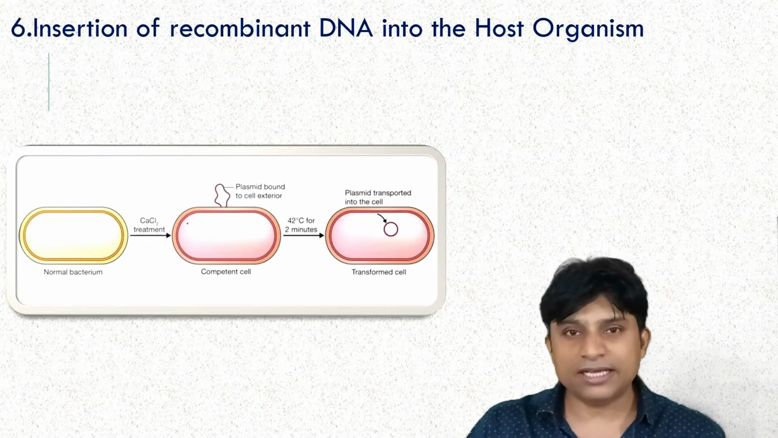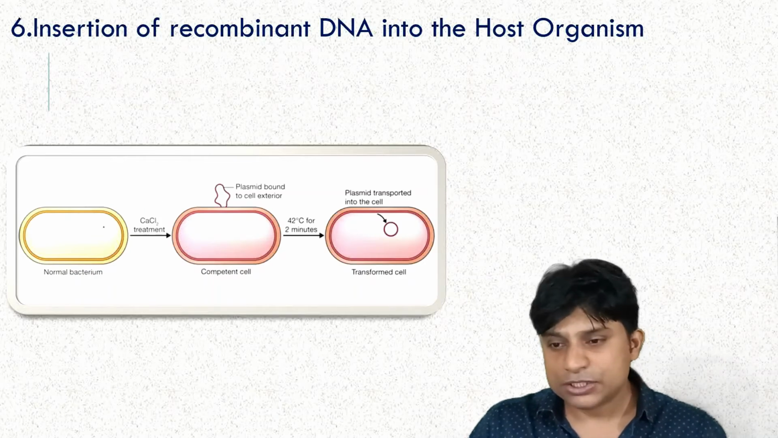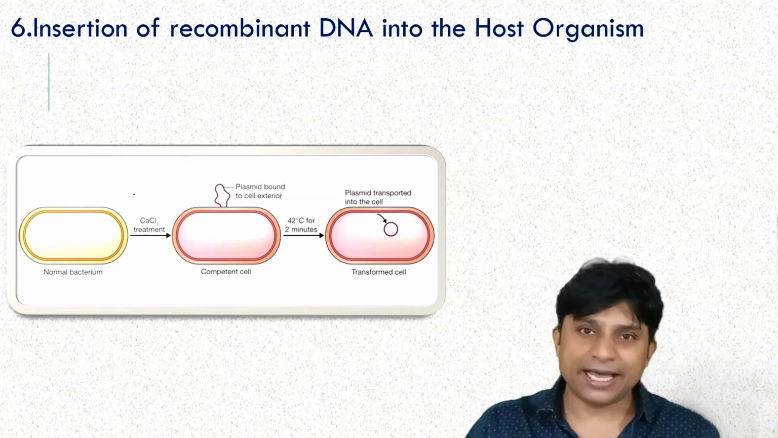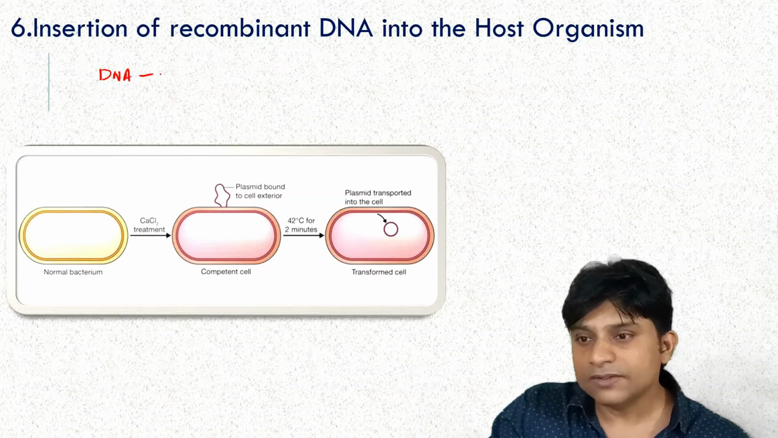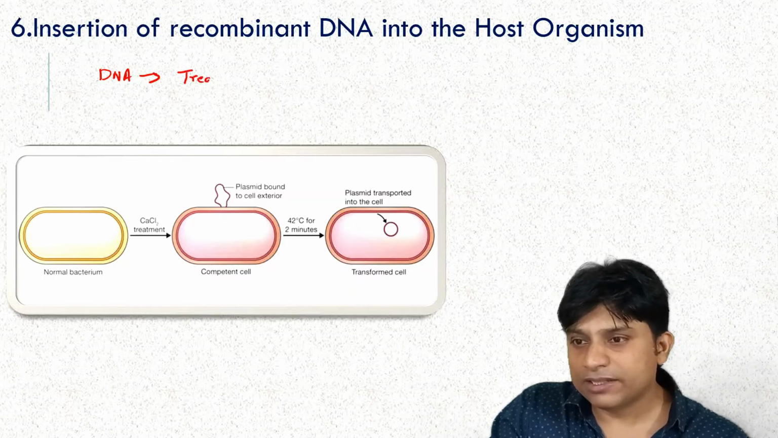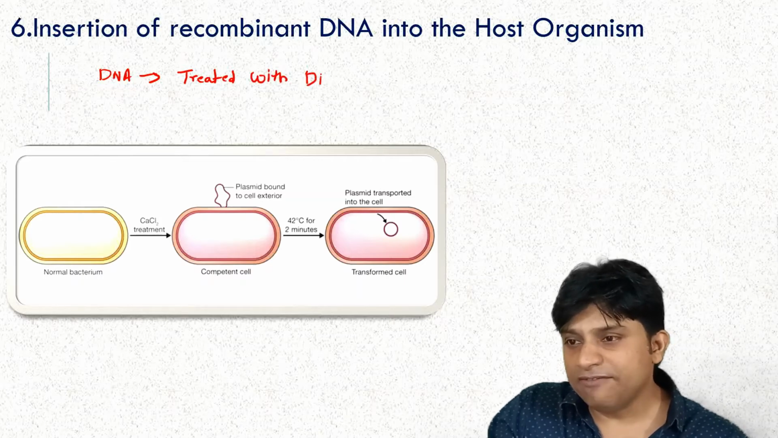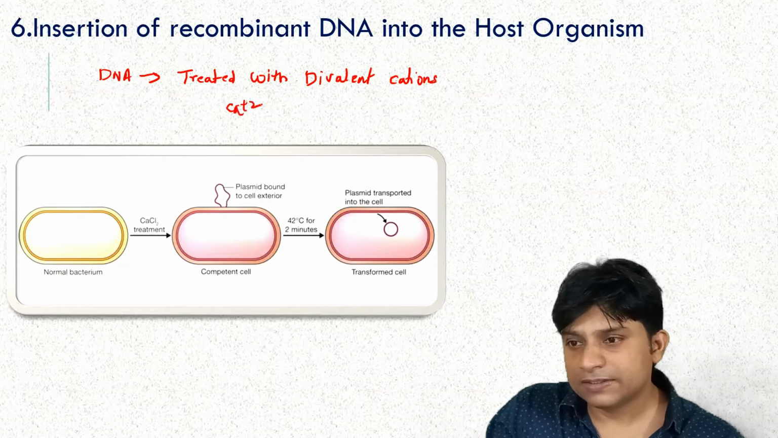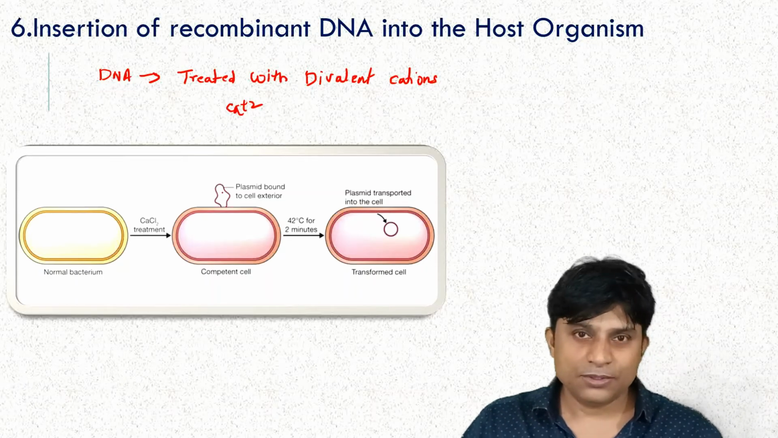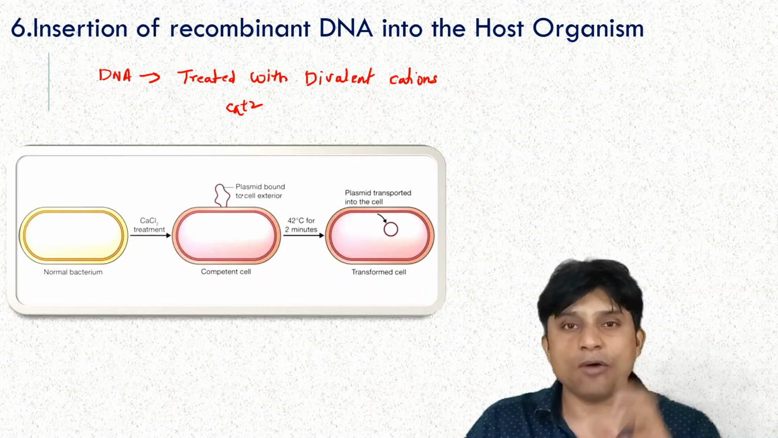I said it is called hydrophilic. So as a result, the DNA molecule is hydrophilic, so the cells cannot accept it directly. As a result, these DNA fragments must be treated with divalent cations like calcium. Whenever we treat with divalent cations like calcium, then the cells become competent.